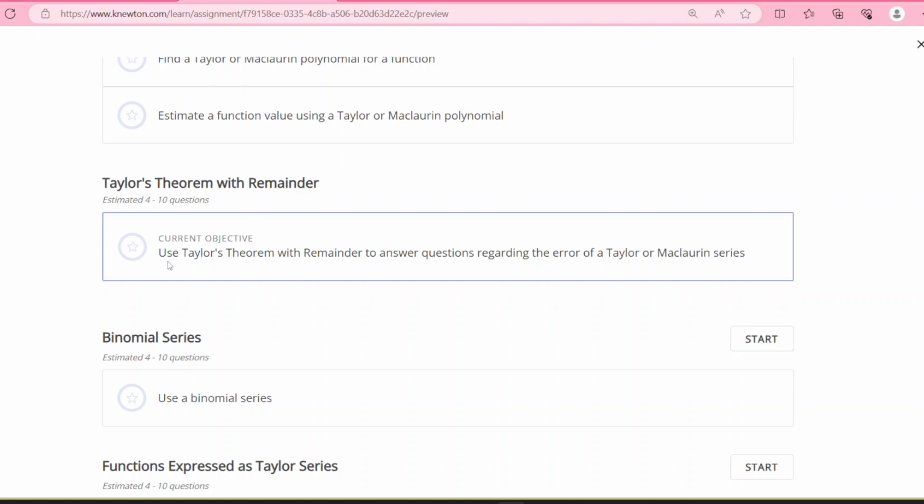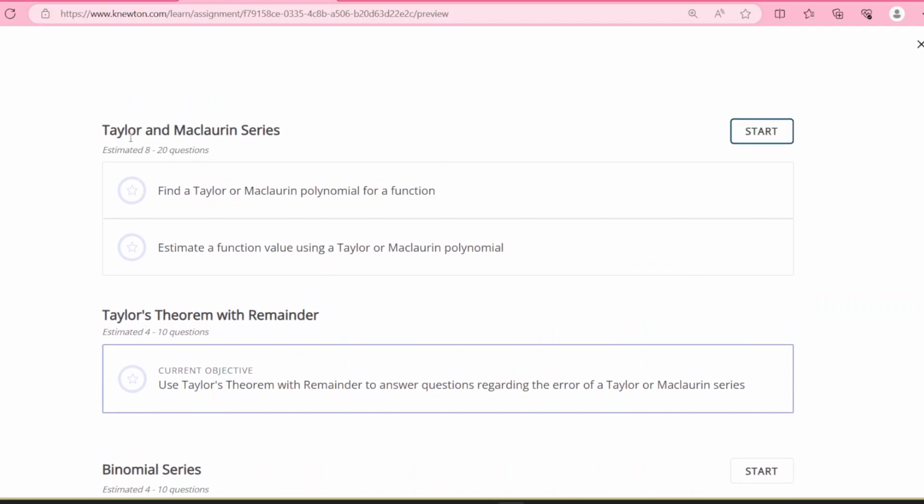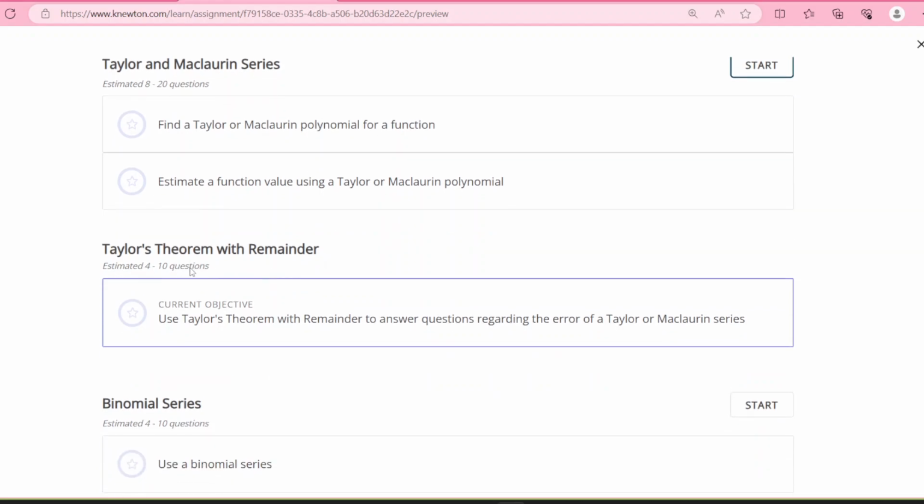So the objective is, use Taylor's theorem with remainder to answer questions regarding the error of a Taylor or Maclaurin series. So you may recall, if you watched the first video or saw the first problems from the first objective, that we were using Taylor polynomials or Maclaurin polynomials to estimate a function value. Well, today we're going to see how to put bounds on the error, determine the error in these estimates.